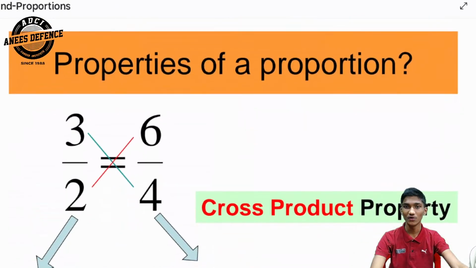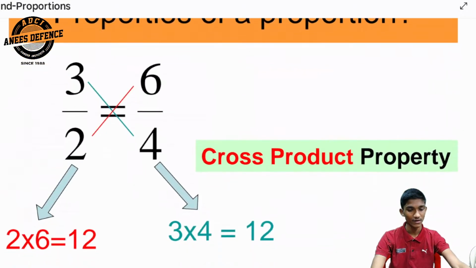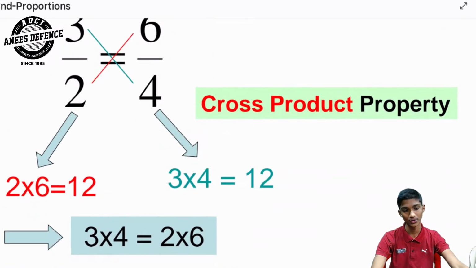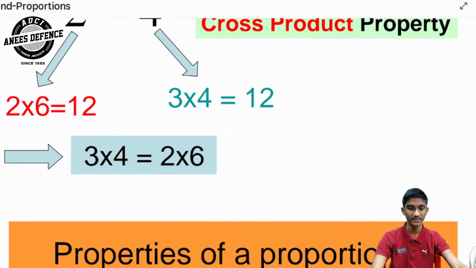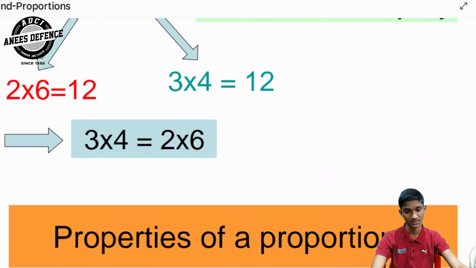Now we will learn the properties of a proportion. The very first property is the cross product property. For example, 3 upon 2 is equal to 6 upon 4. By using the cross product property, 2 into 6 is equal to 12, and 3 into 4 is equal to 12. So by seeing this example, we can understand that 3 into 4 is equal to 2 into 6.